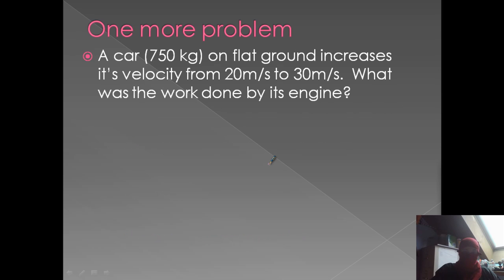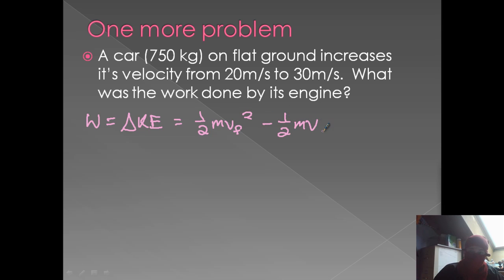So one more problem. A car, about 750 kilograms on flat ground, increases its velocity from 20 meters per second to 30 meters per second. What was the work done by the engine? So if you remember, the work equals the change in energy, and this time we're talking about kinetic energy. So now you have to use the whole equation, the final velocity squared and the initial velocity squared.